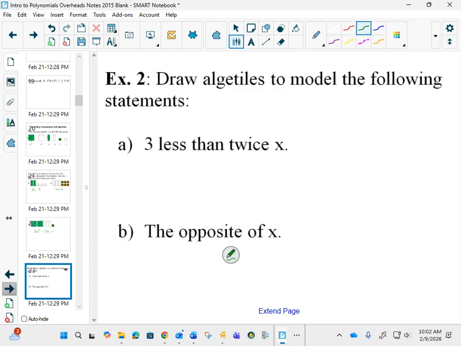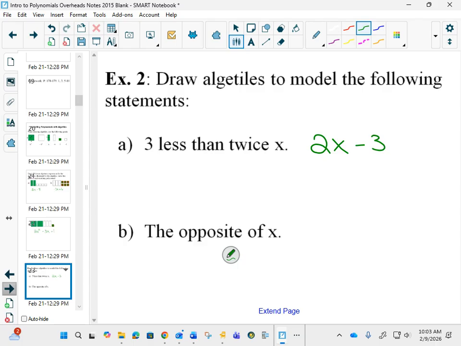For each of these, we're going to draw the Algetiles. We might actually draw it in algebra as well. I think drawing it in algebra might be easier as a starting point, and then draw the Algetiles after. So what does it mean to be 3 less than twice x? Twice x is 2 x's. 2 times x would be twice x. 3 less. You're going to add, subtract, multiply, or divide? Minus. So 3 less, you would minus 3.